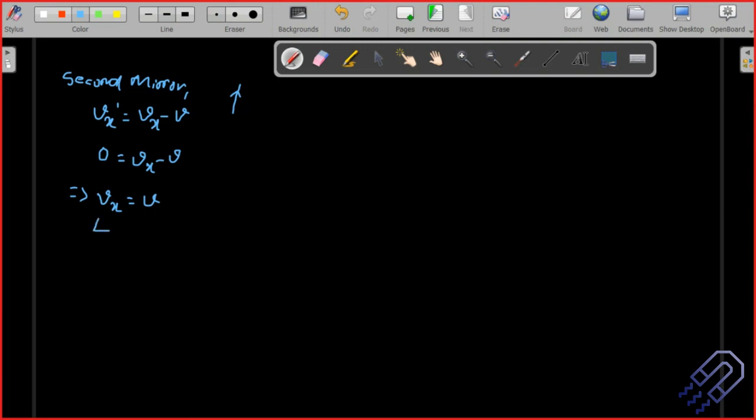So what is this Vx? This is the x component. Okay, although we have explained it, but let me just write it down in the ether frame.